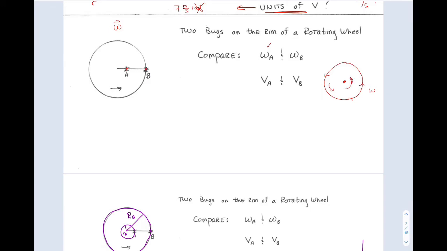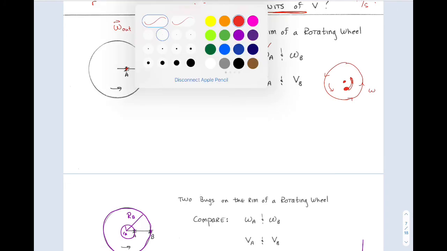If you took your fingers, there'd be your fingers, they would curl in that direction. Your thumb, there's your thumb, points outward toward us. So actually, in this picture, omega is out of the page. So that's the direction of the angular velocity. Okay, let's not worry about that right now.